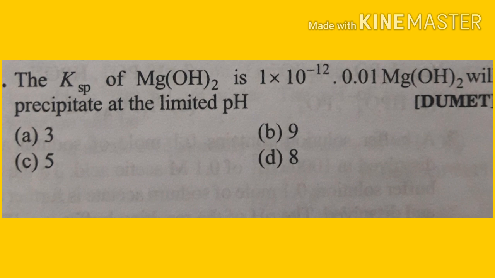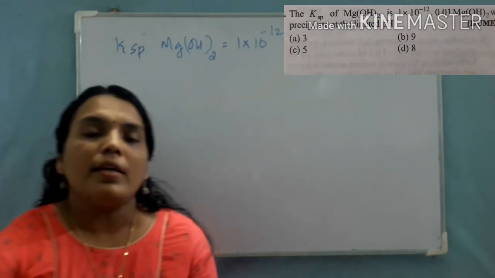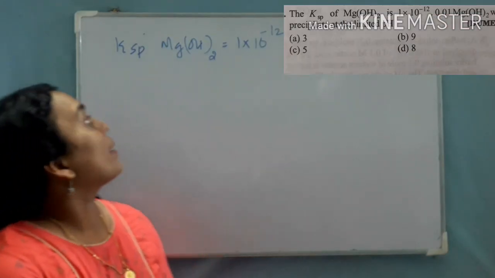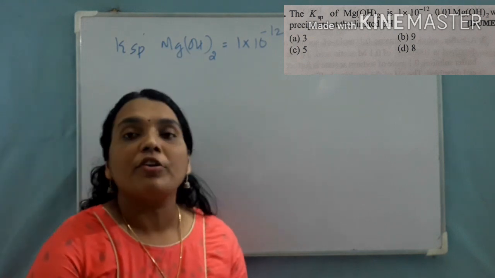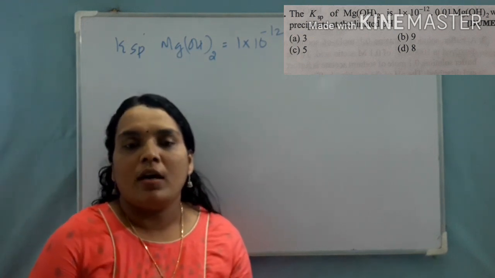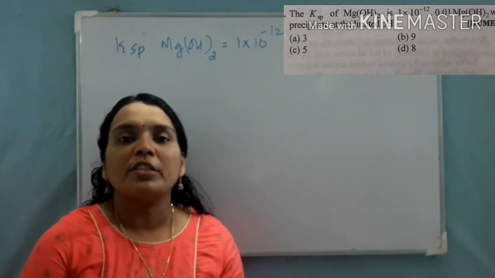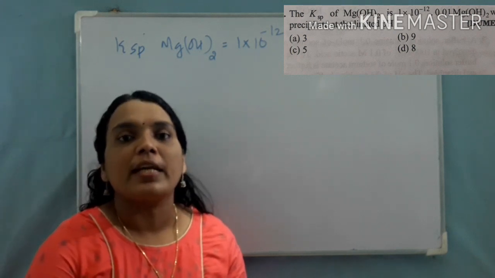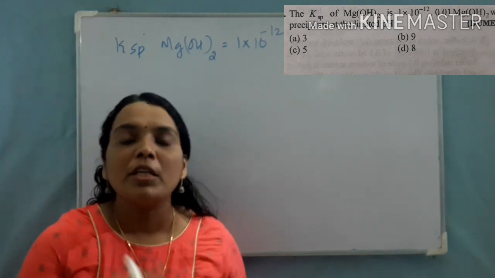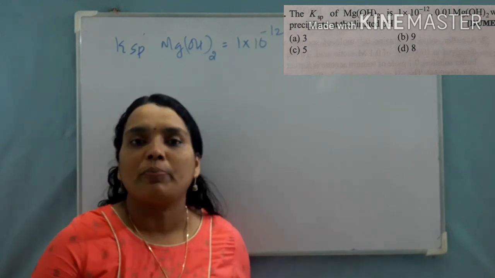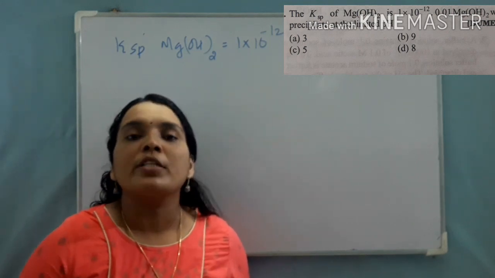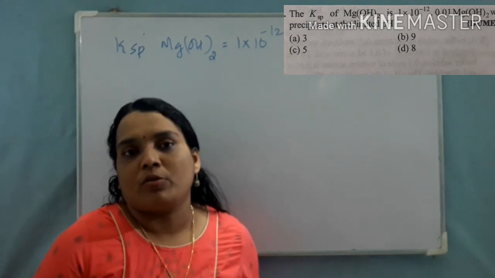The KSP of magnesium hydroxide is 1 into 10 raised to minus 12. 0.01 molar magnesium hydroxide will precipitate at a limited pH. Listen, KSP of magnesium hydroxide is given as 1 into 10 raised to minus 12. That is, the minimum pH required to precipitate 0.01 molar magnesium hydroxide. That is the question.